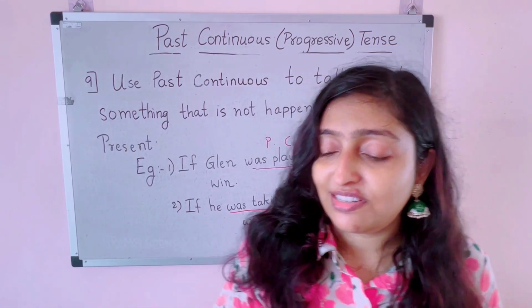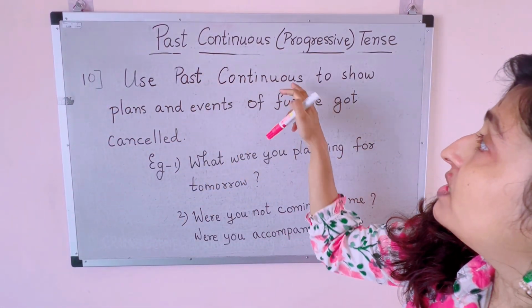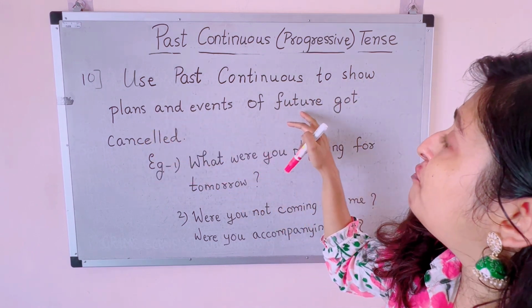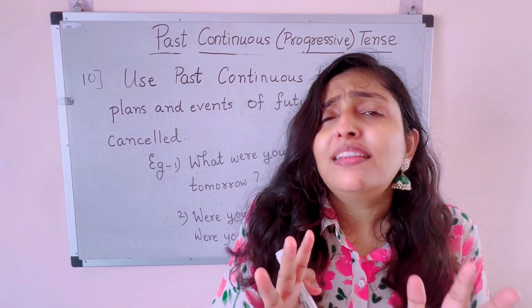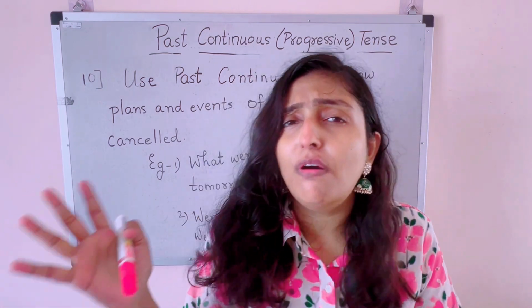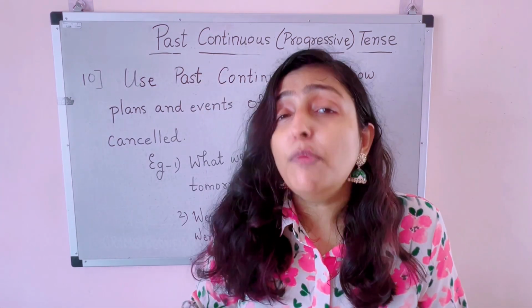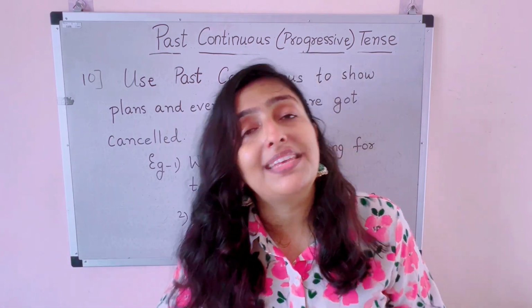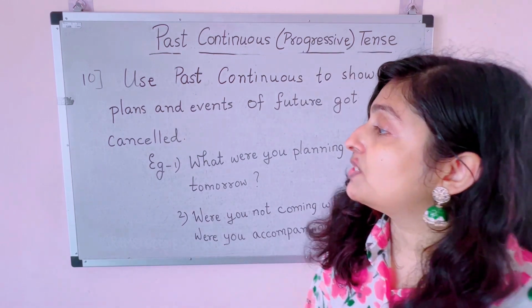Something is not happening, which if happened, there would have been a change. I hope you got it. So this is rule 10. Use past continuous tense to show plans and events of the future got cancelled. So it means that you made some plans for tomorrow or for the future. You made many excessive preparations. In the end, you became a fool as due to some situations or circumstance, it got cancelled. In such case, we use past continuous tense.